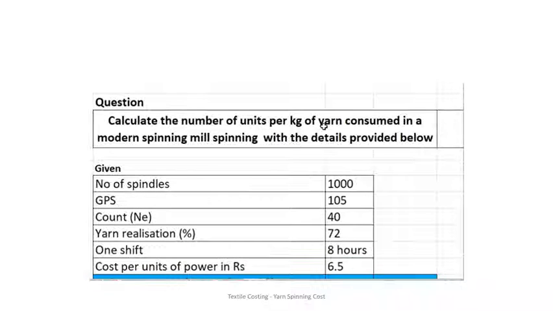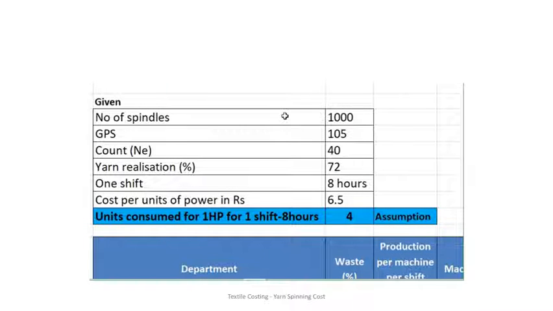The question is to calculate the number of units per kg of yarn, that is UKG, in a modern spinning mill with the given details. So the given details are the number of spindles is 1000 in a frame, GPS is 105, count is 40, yarn realization 72%, and it is working for 8 hours per shift. The power cost to be paid per unit is rupees 6.5.